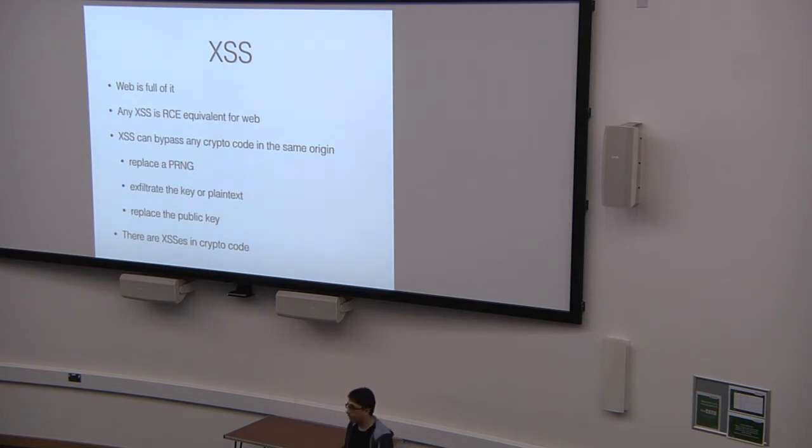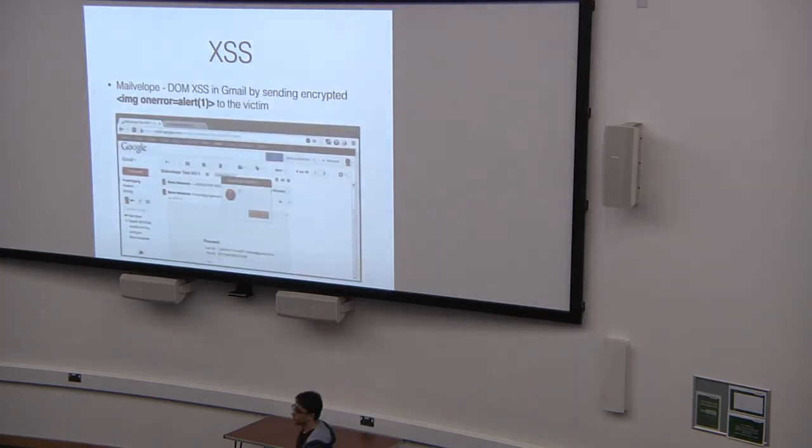Well, almost everything. It can replace a random number generator, a very tricky attack. It can exfiltrate the secret key. It can replace the public key in asymmetric cryptography. And obviously, because XSS is such a, say, popular vulnerability, it also is present in cryptographic code. So when I took a look at Mailvelope, which is an OpenPGP implementation in the browser, or integration, it allows you to use PGP within the Gmail interface.